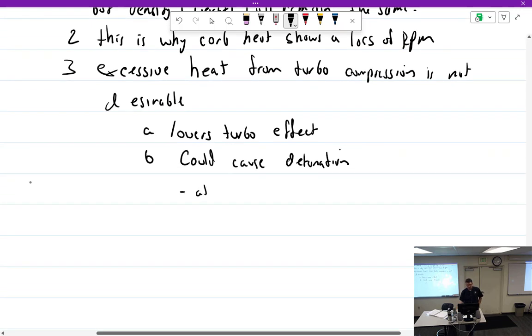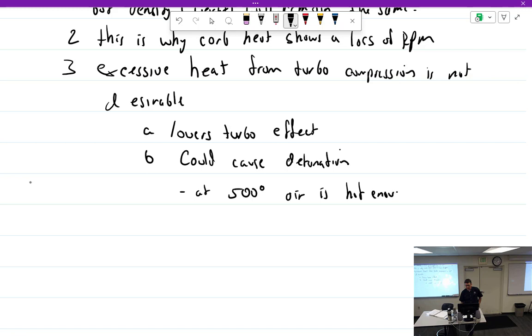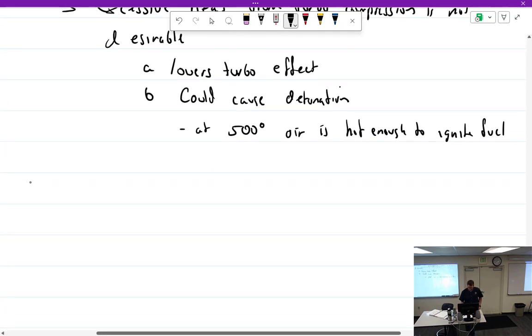So at 500 degrees, air is hot enough to ignite fuel. No, I certainly don't think that the compressed air is getting to 500 degrees because now we're above what cylinder head temps are. But it's something to consider.